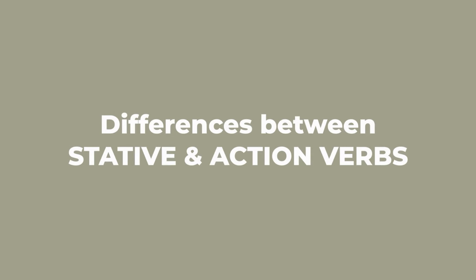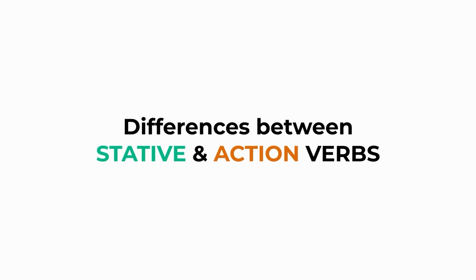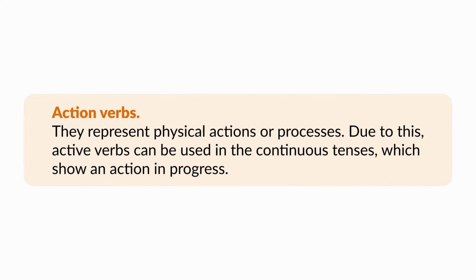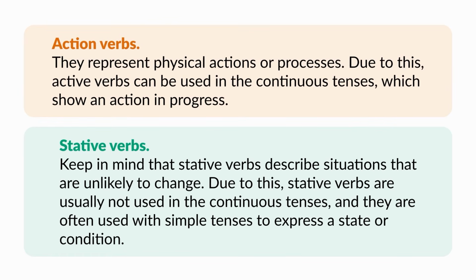Grammar differences between stative and action verbs. The key difference between action and stative verbs is how they are used with verb tense. Action verbs. They represent physical actions or processes. Due to this, active verbs can be used in the continuous tenses, which show an action in progress. Stative verbs. Keep in mind that stative verbs describe situations that are unlikely to change. Due to this, stative verbs are usually not used in the continuous tenses, and they are often used with simple tenses to express a state or condition.